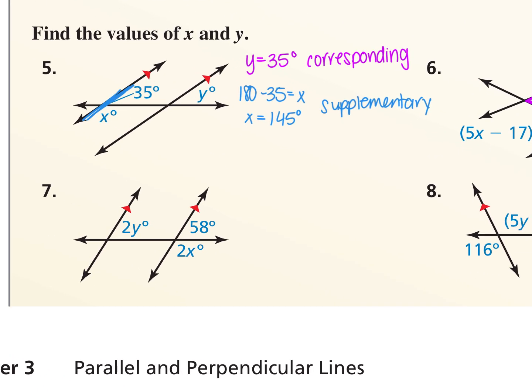All right, number 7. I'm going to go ahead and find y first. So looking at my angles, these are corresponding angles. Corresponding angles are congruent. So I have 2y equals 58. Divide both sides by 2. y is going to be 29, and they're corresponding.